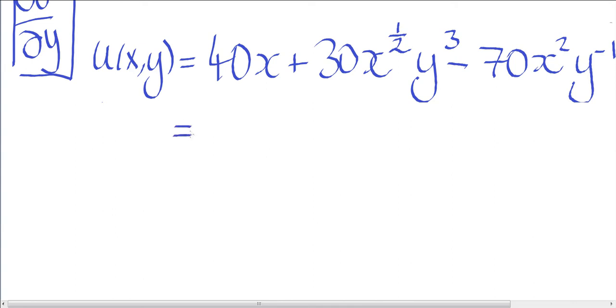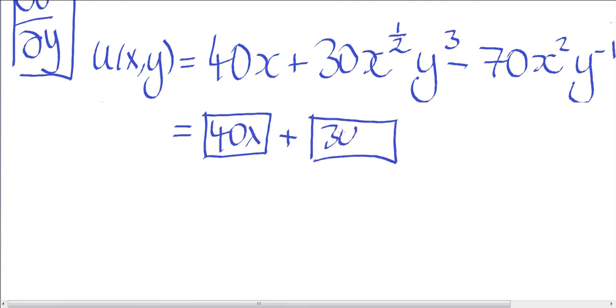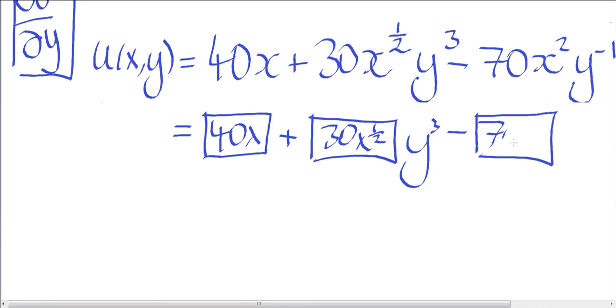So anything that's not y now can go in the box. 40x, no y at all there, plus in that box 30x to the half, and y cubed on the outside, and again 70x squared goes into that box, and y to the minus 1 outside.